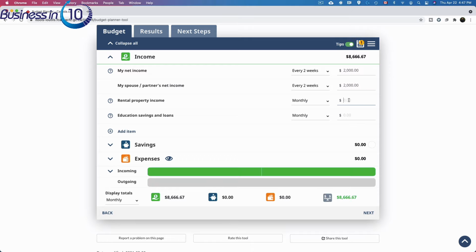Rent, property income. I don't have an income from a rental property. Education, savings, and loans. I don't have any of that, but in your situation you may have something different. That's fine. You can put it there. By the way, this is a very user-friendly software. If you hover here, it'll tell you what this means. Amount you receive after deductions are taken off. In other words, your net pay, like I was saying earlier.